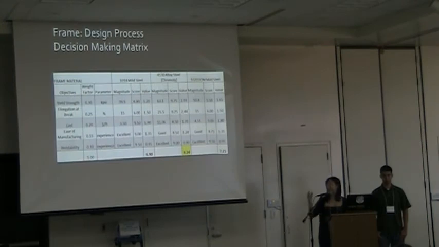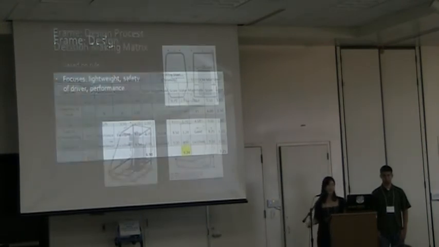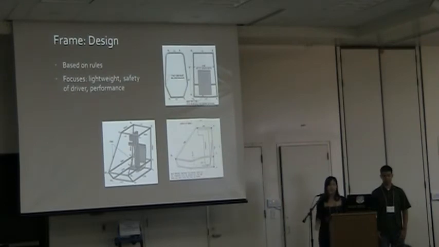And so we have a decision-making matrix to help us figure out which components are better than others. And so for our design, since it's a very big competition, it's potentially dangerous. There are a lot of strict rules that we had to follow. So that was just kind of the guidelines behind our design.